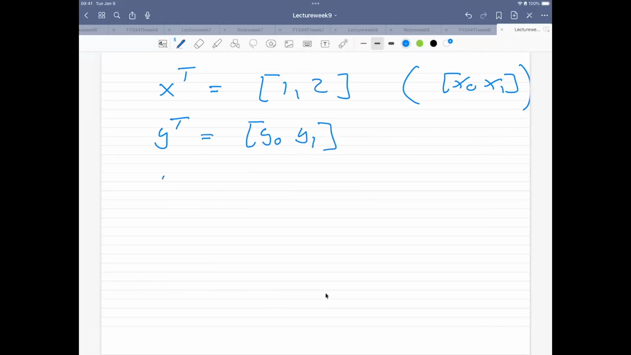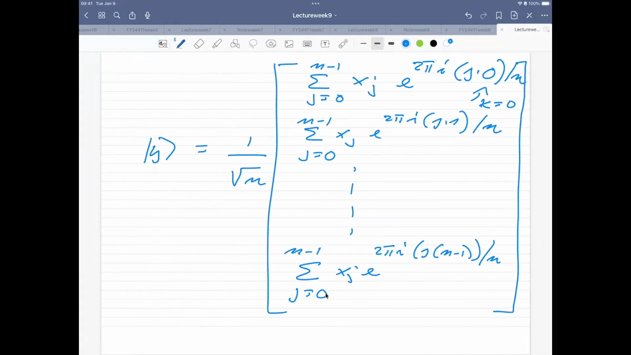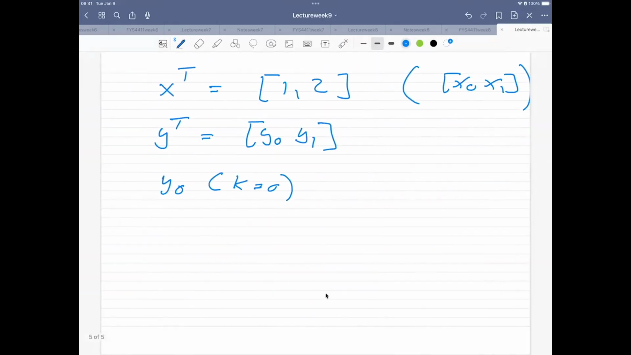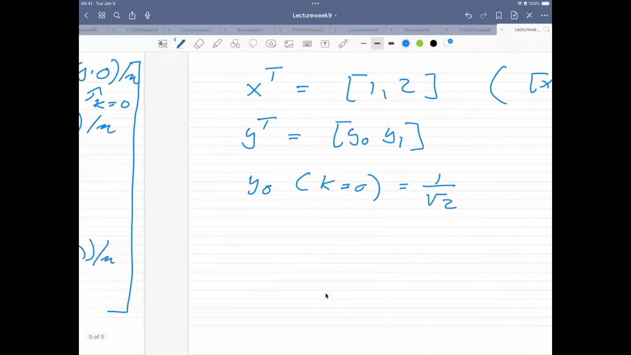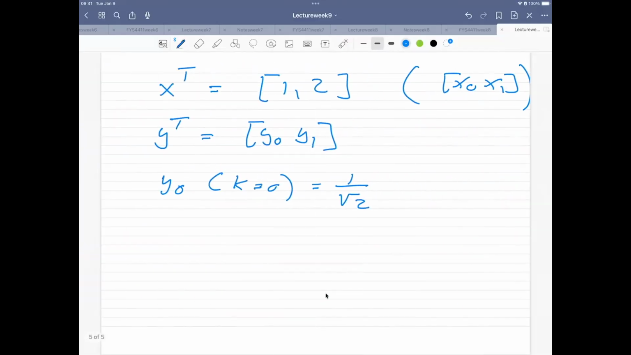And that means that if I take y0, which corresponds to k equal to 0, and then I go back and plug that into the formula here, I have two components. So I have x, which is 1 and 2. What I get then is that this is equal to 1 over square root of 2 times the first term, e to the 2 pi i, j times 0. So this always gives 1. And then my second term, when j is equal to 1, is given by 2 here. So this is equal to plus 2 divided by square root of 2.